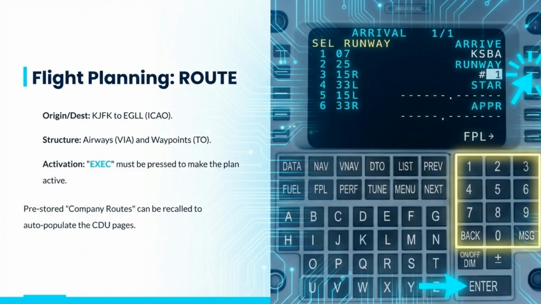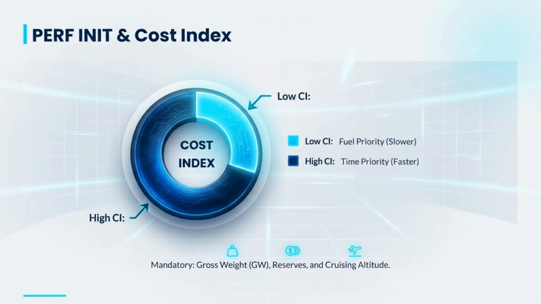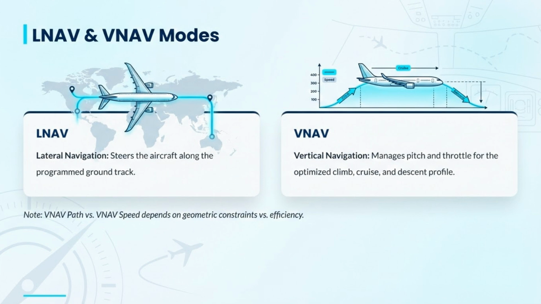Flight planning involves entering the origin and destination, structuring the route with airways and waypoints, and activating the plan by pressing exec. Pre-stored company routes can auto-populate the plan. The perf init page requires setting the cost index. A low-cost index prioritizes fuel economy, resulting in a slower speed, while a high-cost index prioritizes time, resulting in a faster speed. LNAV, or lateral navigation, steers the aircraft along the programmed ground track.